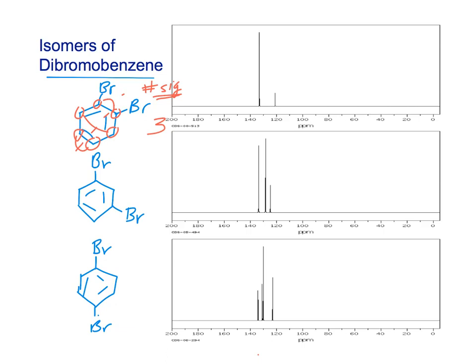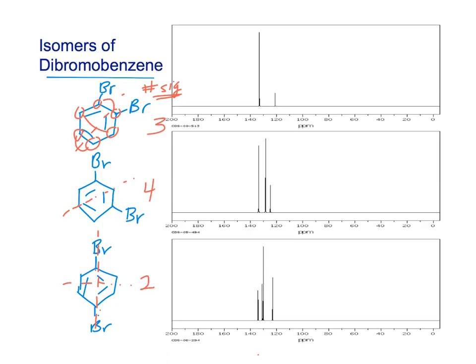What about the second one down? 4, right? So this plane of symmetry goes right through these carbons and hydrogens. And what about the bottom one? Just 2, because there's a plane of symmetry going through the bromines this way. There's also a plane of symmetry going this way. So we have all of the protonated carbons as one signal, and the carbons bearing the bromines as the other signal.